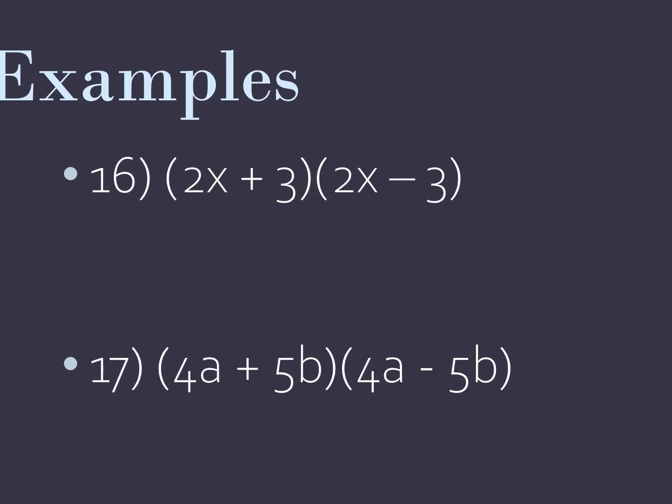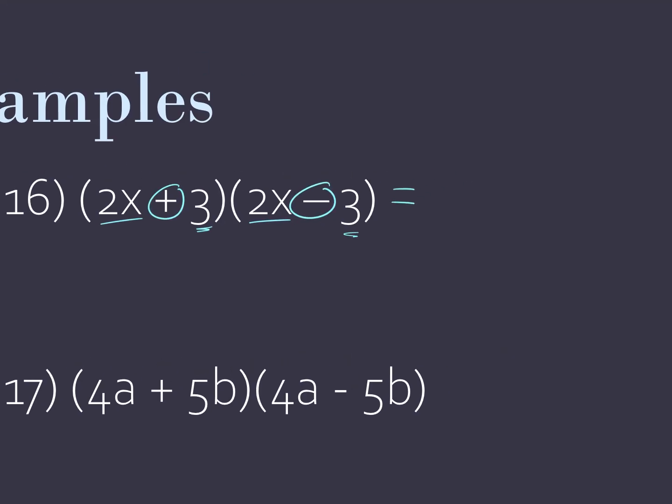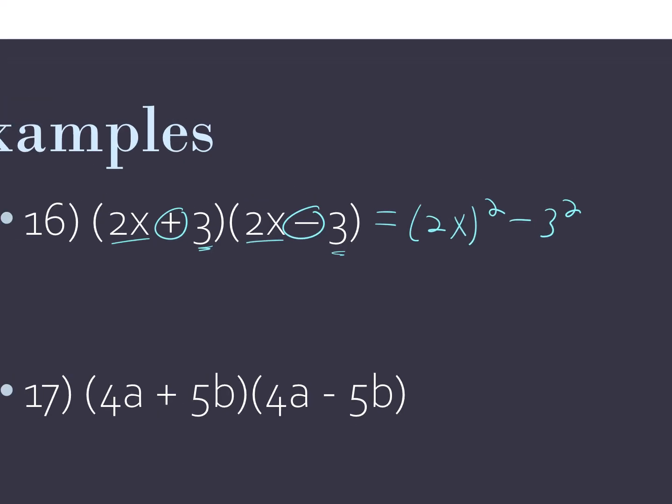Let's try 16, right? Does this look like it would be a special product? Yeah, right? What's making it a special product? Yeah, right? So it looks exactly the same, right? So I have a 2x and a 2x, a 3 and a 3. One is a plus, one is a minus. So you can use a special product and just square the first minus square the second. Right? If you memorize that special formula, you don't have to FOIL it. You can just get your answer pretty quickly. This is going to get you 4x to the 2nd minus 9.